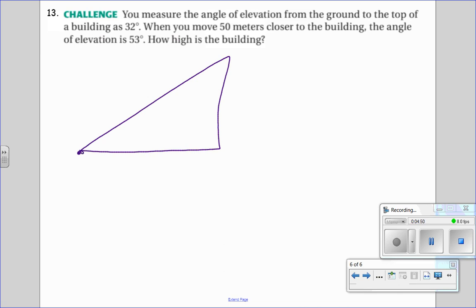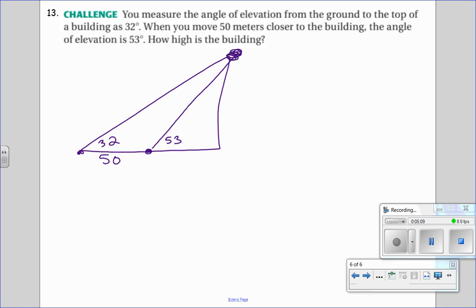You're measuring the angle of elevation from the ground to the top of a building at 32 degrees. You're going to move 50 yards, or 50 meters, and remeasure that same angle. Well, it's not the same angle anymore. You've got to remeasure your angle of elevation. It's going to now be 53. And we want the height of the building.